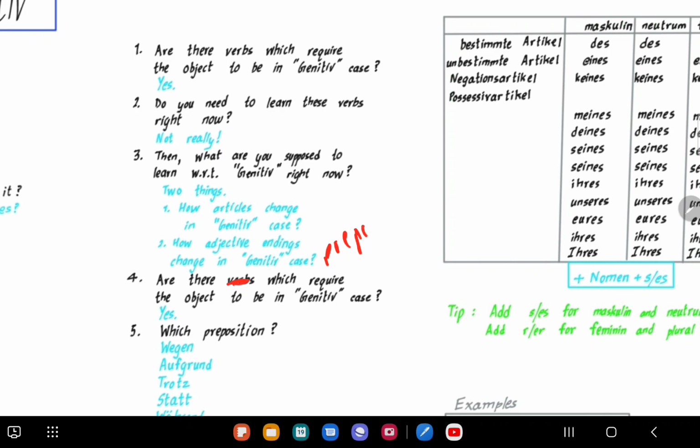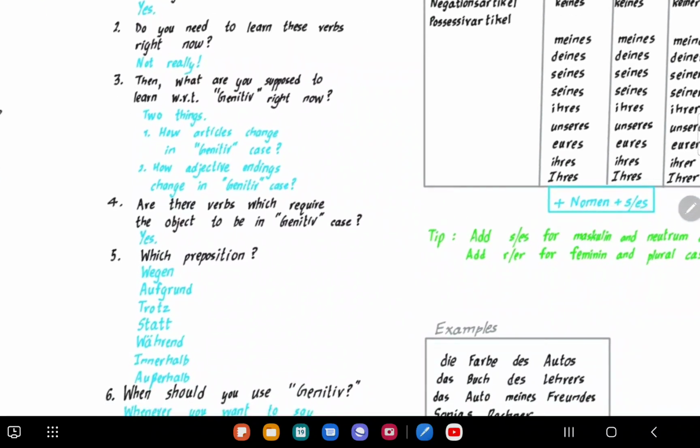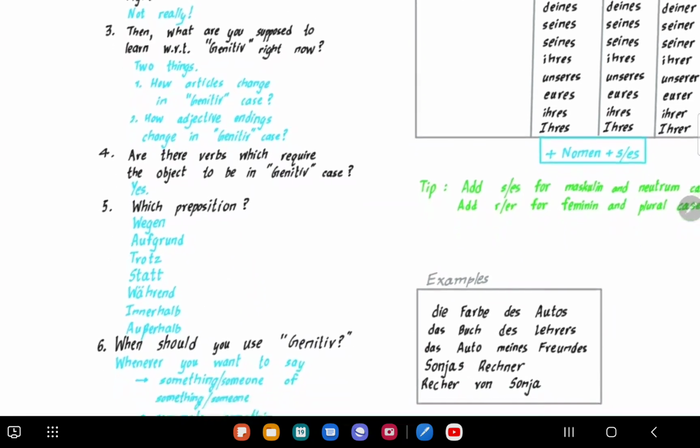So are there prepositions which require the object to be in genitive case? The answer is yes. And which are those? You have wegen, aufgrund, trotz, statt, während, innerhalb, außerhalb. Wegen and aufgrund you can think of as because of or due to the fact. Trotz is in spite of or even though. Statt is instead. Während is during something. Innerhalb is within, außerhalb is without, right?